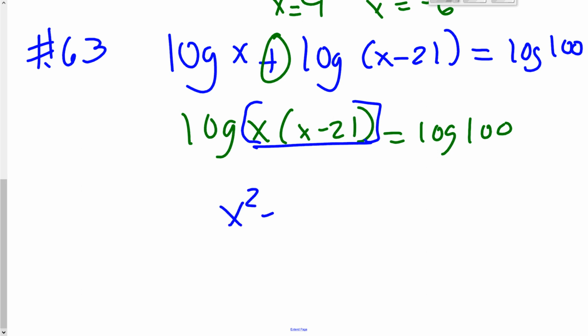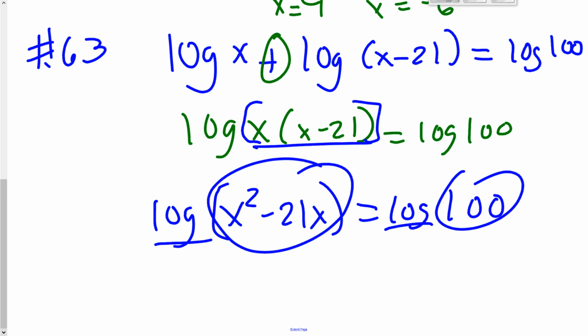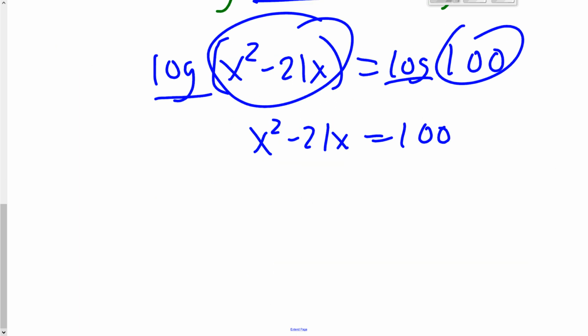It'd be x squared minus 21x. Log of that. And now since the logs are the same, what I'm taking the log of also must be the same. So x squared minus 21x must equal 100. Now the only way you can solve this is quadratically, right? So I can't try to divide by x on both sides or subtract x or something like that, because if I divide by x, this 100 is eventually going to get divided by x, right? So we can't do that.